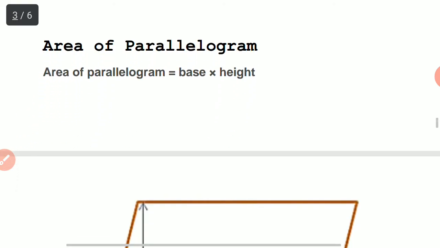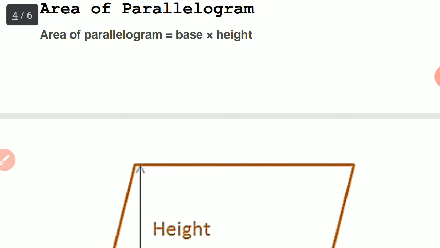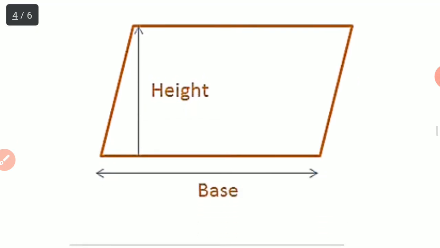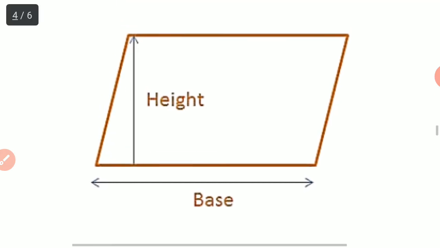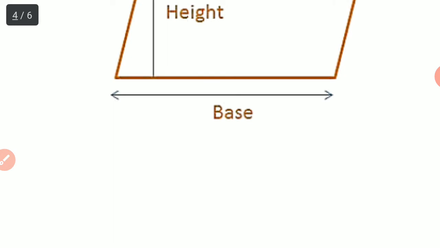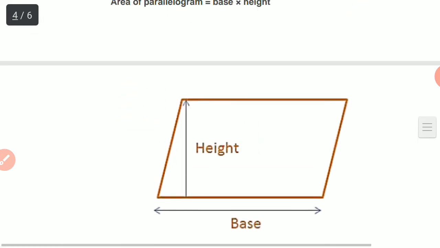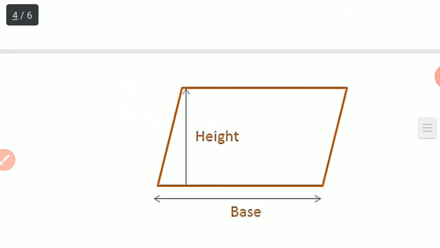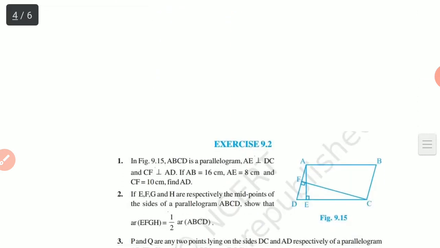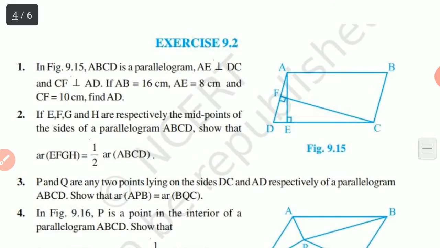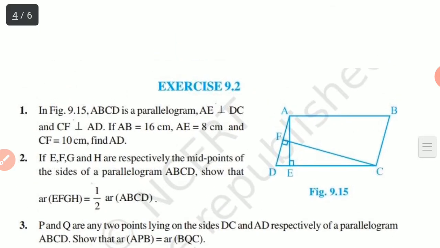Area of a parallelogram equals base into height. This is the base and this is the height. So area of a parallelogram equals base into height. If base and height are given, then we can find the area of the parallelogram. Let's start exercise 9.2.